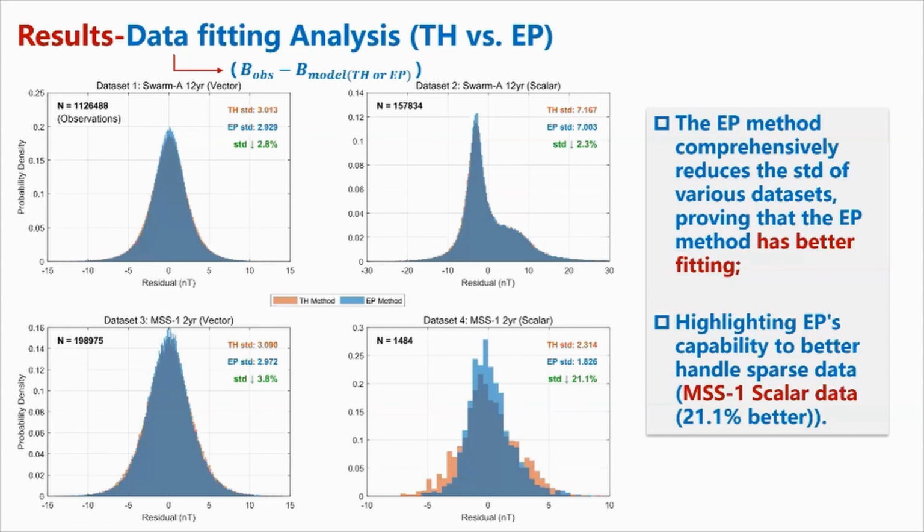As you can see, the EP model decreases the standard deviations. It has better fittings, and also for the case of a smaller data set, the EP method has very good performance compared to the TH method. The value of standard deviation is improved by at least 20%.